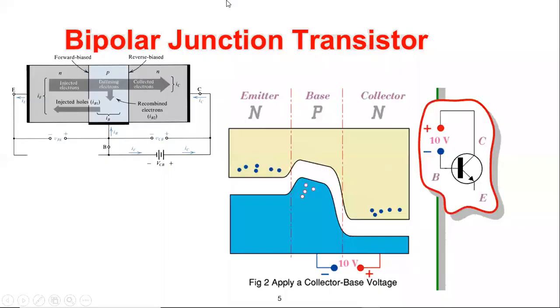So this is the first step, where we are dealing with the base-collector junction as a reverse junction. Please remember again, the base-collector junction is a reverse junction. That's why you have a huge potential here.